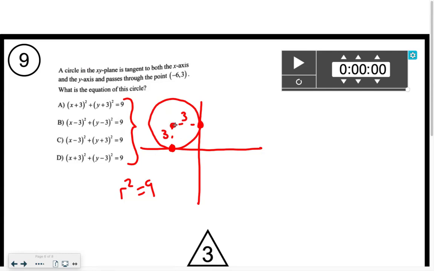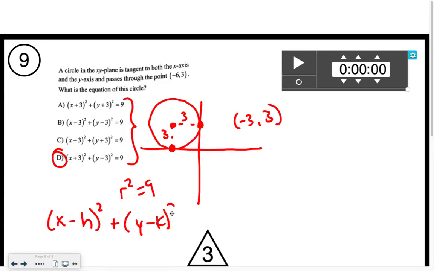then I know the center. If I go left 3 and up 3, then the center is -3, 3. And the only answer that has that as a center is answer choice D. Because again, the formula or the standard form is x minus h squared plus y minus k squared equals r squared. If I replace h with -3, it's going to flip to a +3 because it'll be minus a negative. And then this will just be y minus 3.